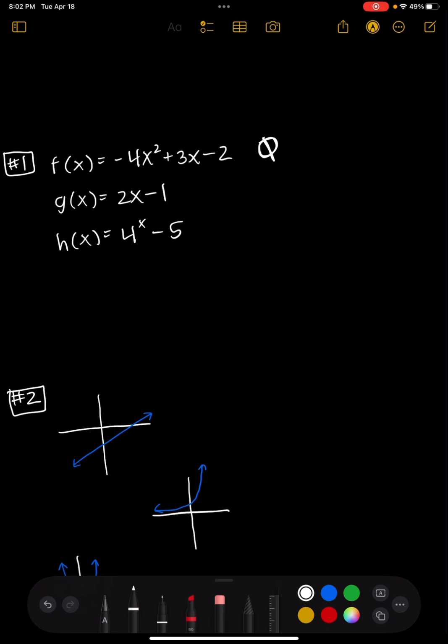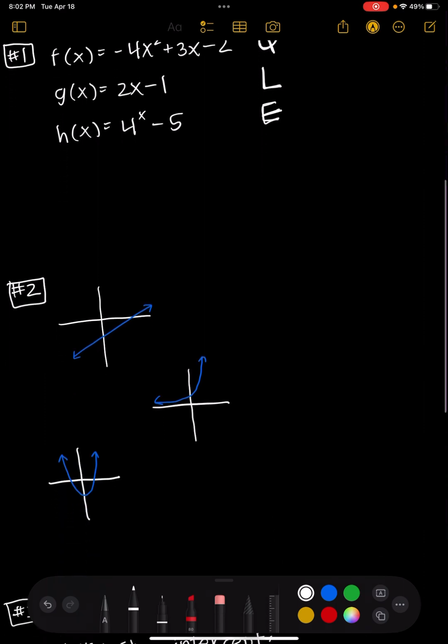Then the second equation is 2x minus 1. This one doesn't have any exponents, and the only thing that we've talked about that doesn't have exponents is a linear equation. So I know that second equation is considered linear. Then the last equation is 4 to the power of x minus 5. Because it has an exponent of x, it automatically has to be exponential, which means that I'm going to put an E next to it.